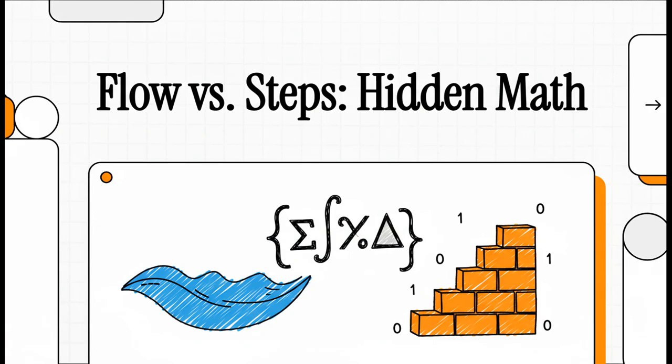Have you ever stopped to think about how your computer can possibly simulate something as smooth and flowing as water? I mean, at its core, a computer just understands on and off, right? Ones and zeros. Well, it turns out there's this amazing mathematical bridge that connects our smooth, continuous world to the step-by-step digital one. Let's dive in and see how it all works.